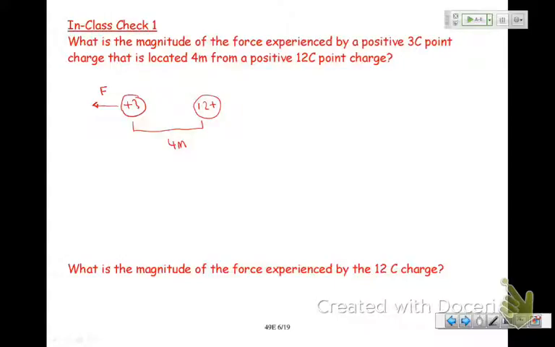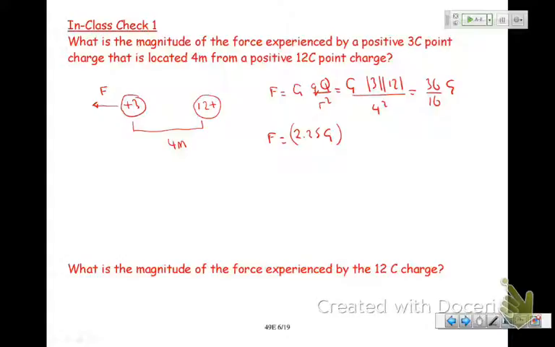Okay, so what is that force? F is equal to, always write down your equation. And big G, big Q, little q is going to be 3. I don't worry about the signs. And that's going to be 12 over, what's the separation? 4 squared, which equals 36 over 16 G. So F is equal to, what's that going to be? 9 over 4? 2.25 G.